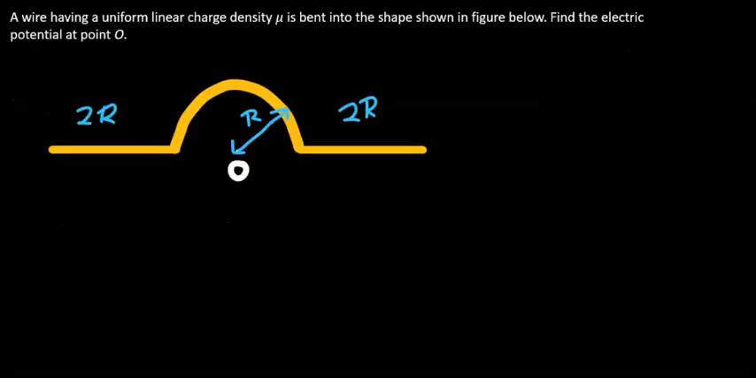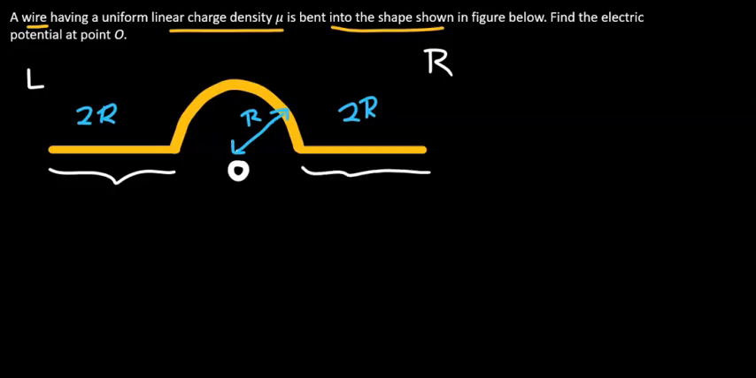Problem 3. A wire having a uniform linear charge density mu is bent into a shape shown in the figure below. Find the electric potential at that point, the center of that semicircle. Let's divide the calculation into 3 parts. The first part is the left-hand side of that wire. The second part is the right-hand side of that wire. And the third part is that semicircle part of that wire.